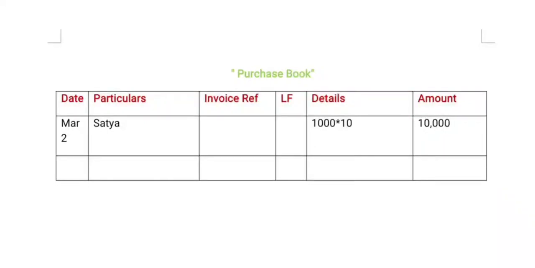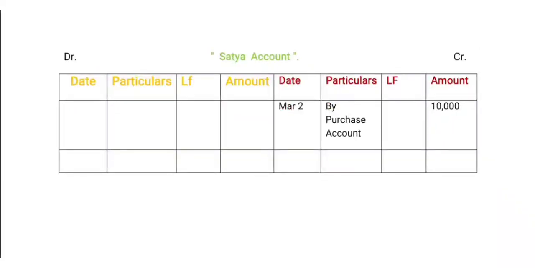Now we are going to Satya's account, credit side of the date column. Here take the date as March 2nd, particulars column: by purchase account. Now we are coming to amount, 10,000. We don't calculate once more. Why? Because we have already calculated the total units amount, that is 10,000. Now we are going to another transaction.